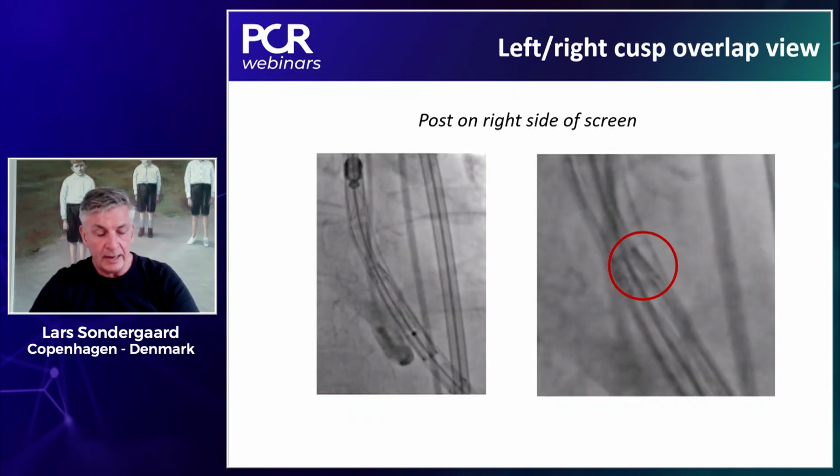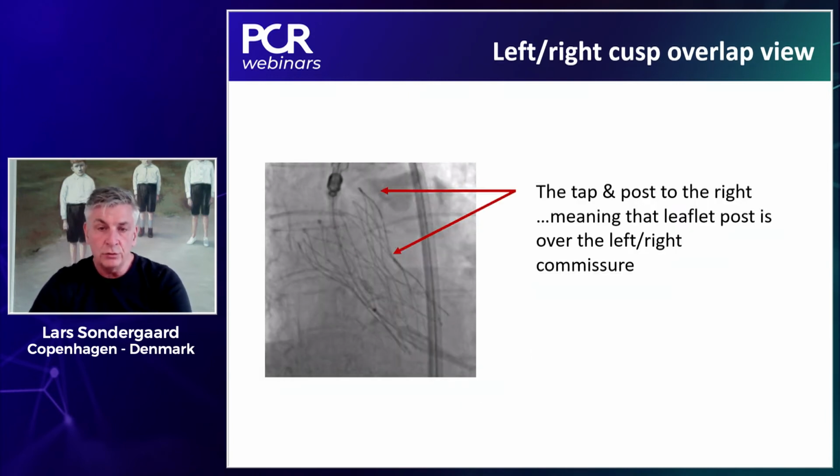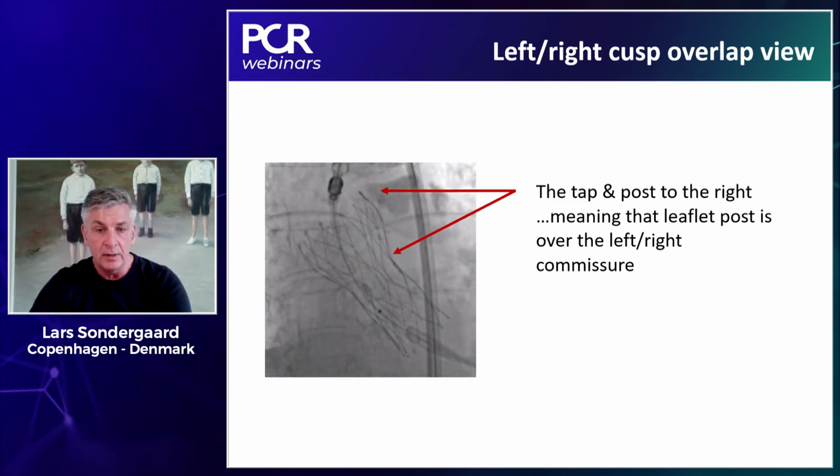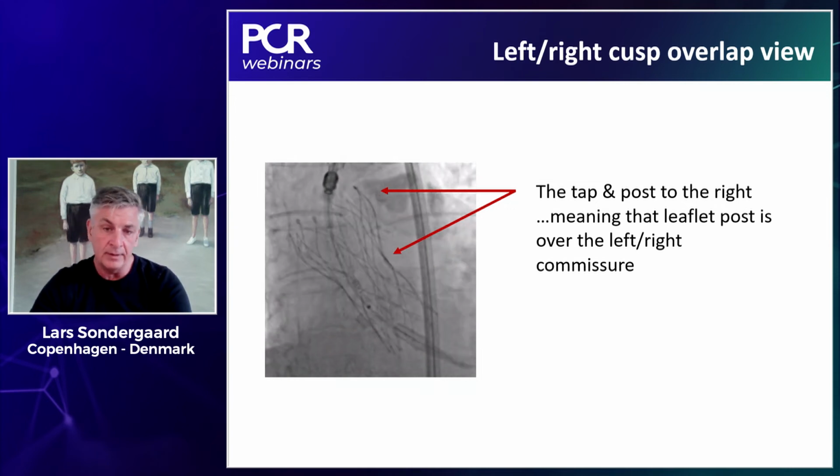So when you do that, you just continue, you do the deployment, and afterwards, what you want to see again in a left-right cusp overlap view is one of the leaflet posts on the far right of the screen and the 2 others overlapping on the left-hand side of the screen.